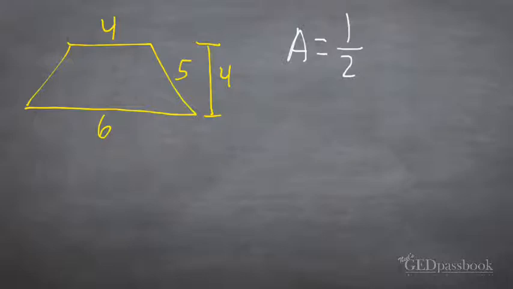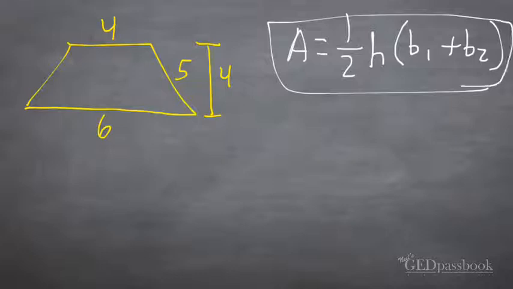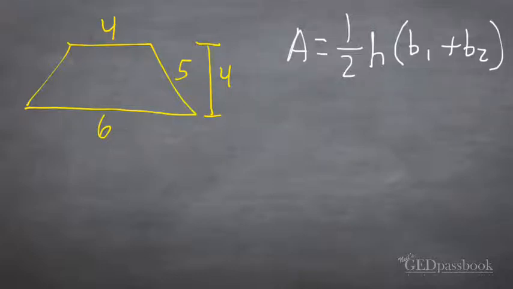Area equals 1/2 times what? Height times base 1 plus base 2. So this is a weird looking formula, I know. But it's going to be clear as day in a second. So, area equals, well, 1/2 is an actual number, so all you got to do is put 1/2. My height, can somebody tell me what is the height of this trapezoid?